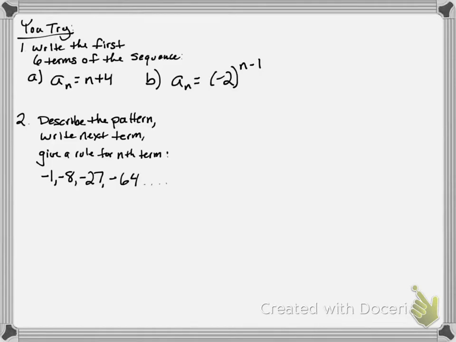To finish off, guys, I have a few problems that I would like you to try on your own with your group before you can start practicing, and here they are in just a moment. So for the first one, write the first 6 terms of each of the sequences that I gave you for part A and for part B. For number 2, see if you can describe the pattern, write the next term, and give a rule for the nth term of the given sequence.